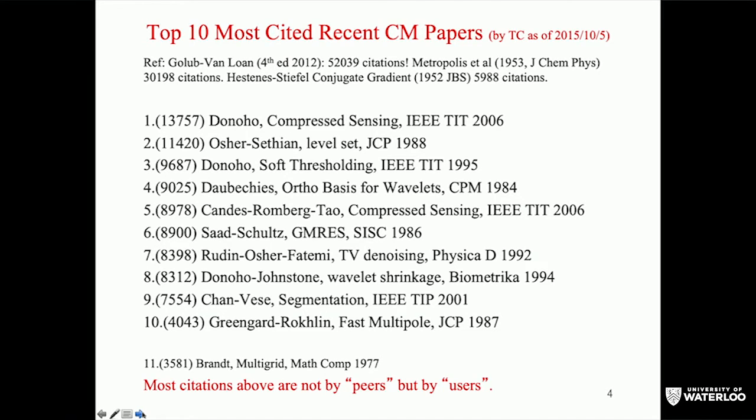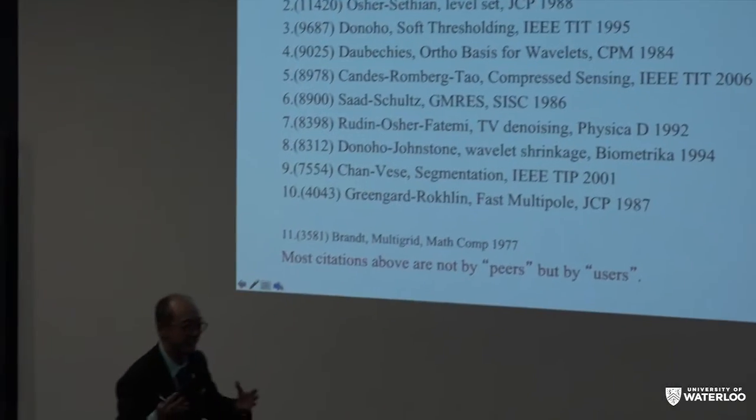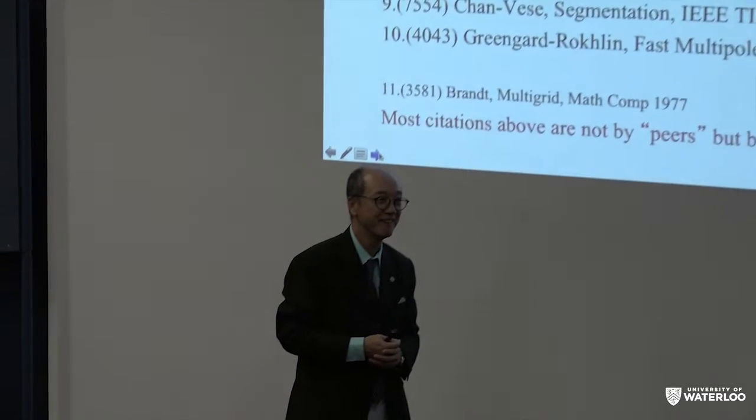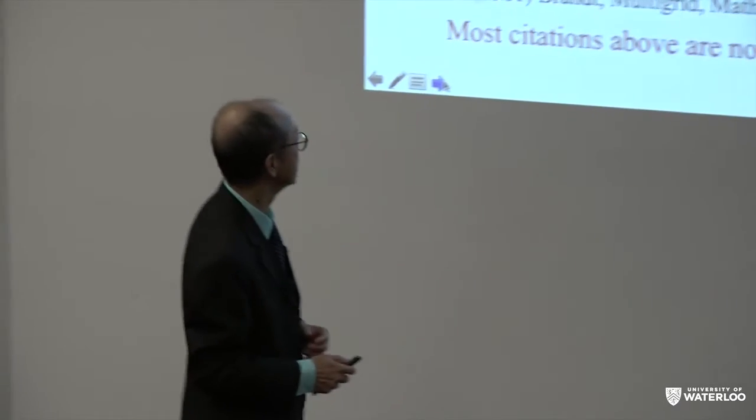Soft thresholding. This is developed by statisticians. It's also for compression, for example. Anyway, you look down, wavelets, very well known. This is a famous compressed sensing paper. Now this is GMRES, it's linear algebra. ROF, this is TV, total variation denoising. I will have an example of that. Wavelet shrinkage, also. My method segmentation. This is fast multipole, very well known. So I counted maybe 7 or 8 of these. So in the last 20, 25 years, the most cited papers are all in this area. I mean, even to me, it was a revelation.